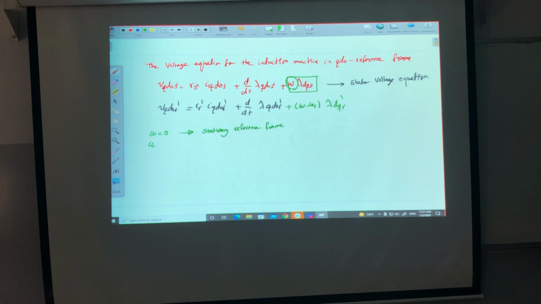Now what about if omega is equal to omega e? The synchronous speed. Yeah, synchronous rotating reference frame. Which means that now the frame is rotating by the synchronous speed. Now if the frame is rotating by synchronous speed, any alternating signal in the balanced system is seen as constant. Similar to the concept of the phasor. So this is the synchronous speed rotating reference frame.